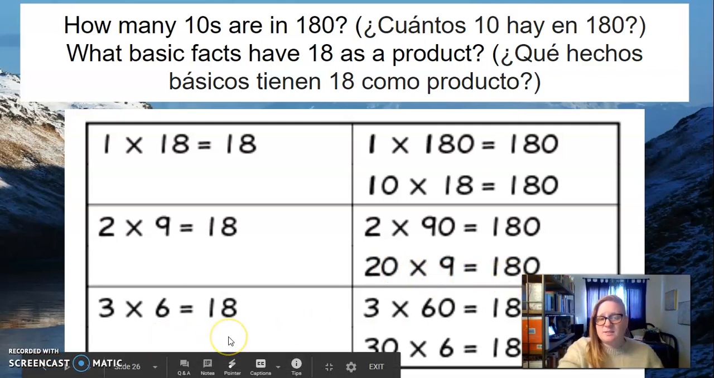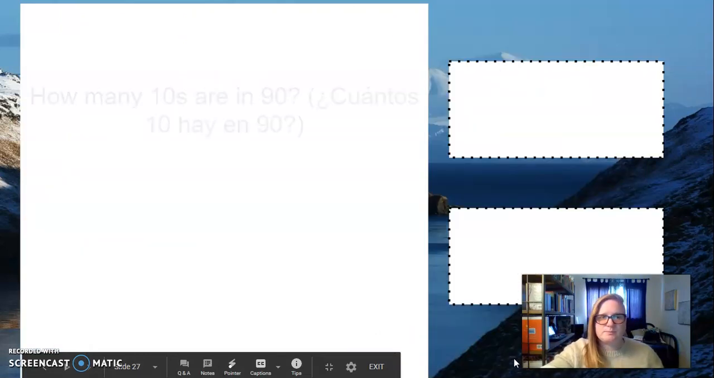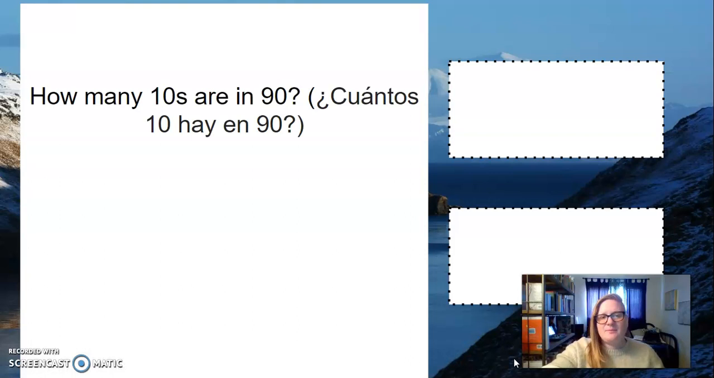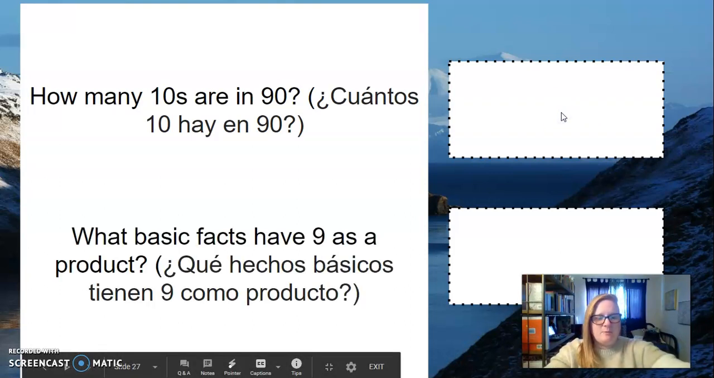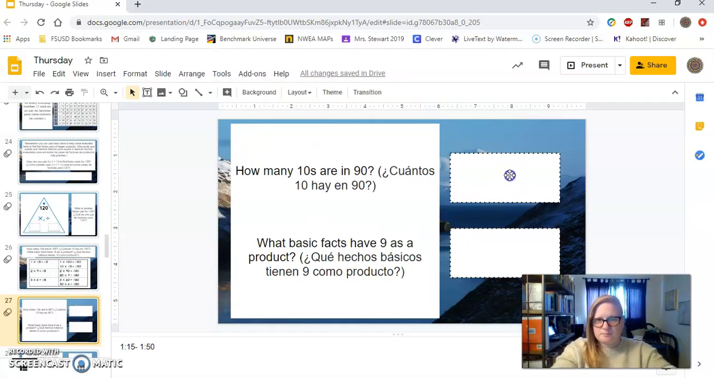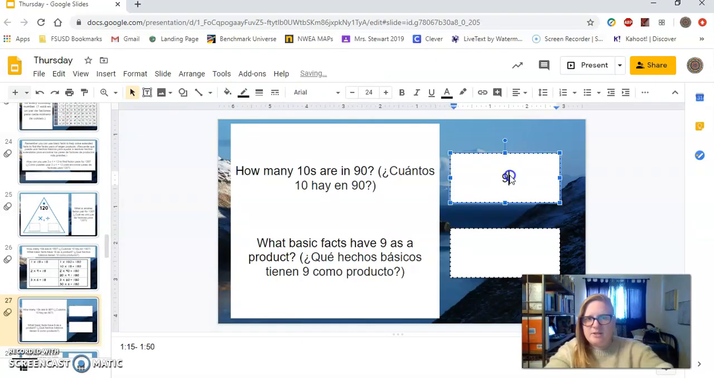3 times 6 equals 18. So 3 times 60 equals 180. 30 times 6 equals 180 as well. So how many tens are in 90? That would be 9. There are 9 tens in 90.